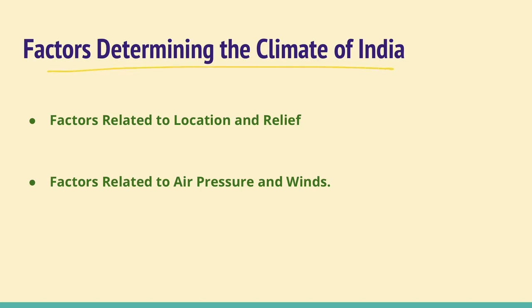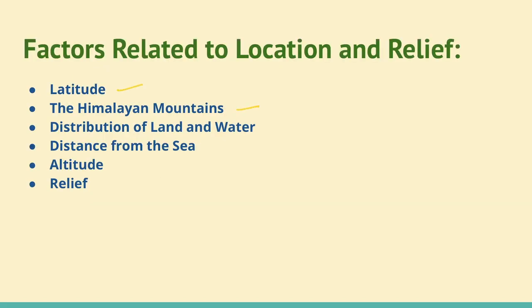Factors determining the climate of India. India's climate is controlled by a number of factors which can be broadly divided into two groups: the factors related to location and relief, and the factors related to air pressure and winds. Let's discuss the factors related to location and relief. Latitude, the Himalayan mountains, distribution of land and water, distance from the sea, altitude and relief. These are all related to location and relief, and they determine the climate of India.